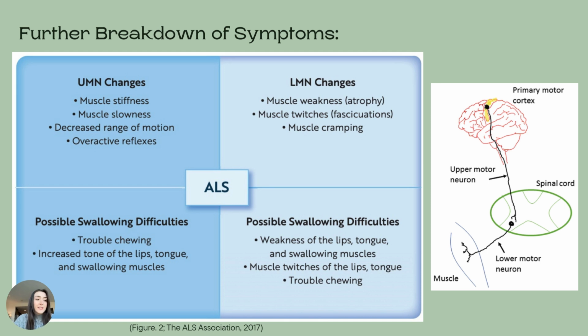Here's a further breakdown view of these symptoms, specifically noting differences between the symptoms observed from upper motor neuron changes, or changes in the brain, versus lower motor neuron changes, or changes in the spinal cord. Although it is hard to be sure due to the CDC not requiring healthcare professionals to report records on ALS, it was still estimated by the CDC that every year about 5,000 people are told by their doctor that they have the disease.